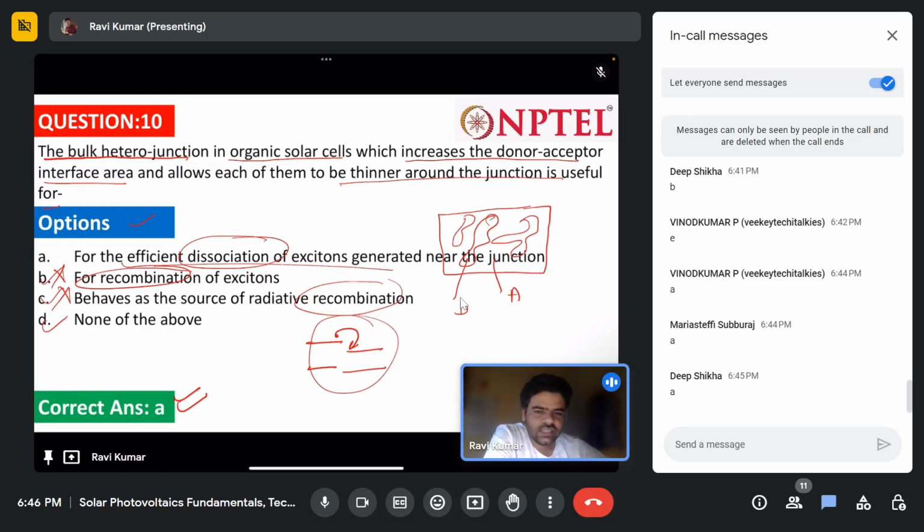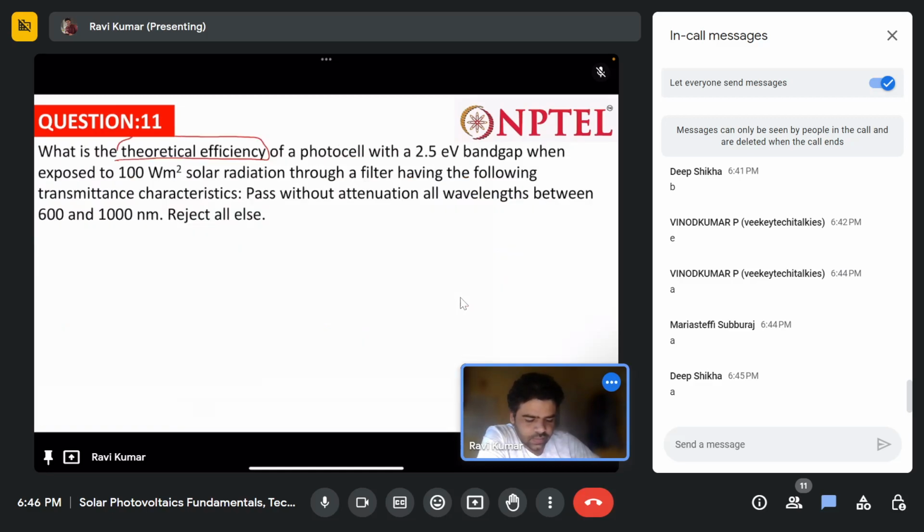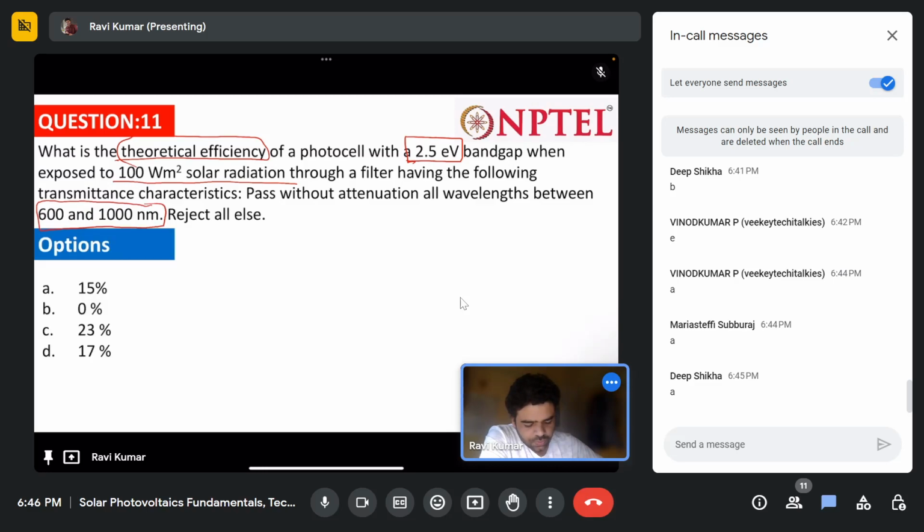And the next one is a numerical which you need to solve right away. It says, what is the theoretical efficiency of a photocell with a 2.5 electron volt band gap when exposed to 100 watt per meter square solar radiation through a filter having the following transmittance characteristics: pass without attenuation all wavelengths between 600 to 1000 nanometer and reject all else. And these are the options.